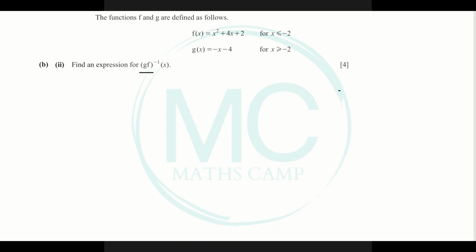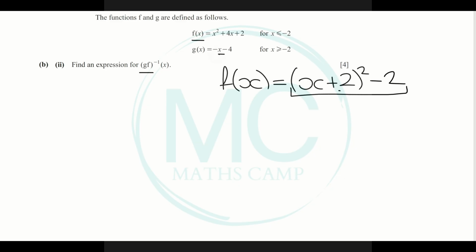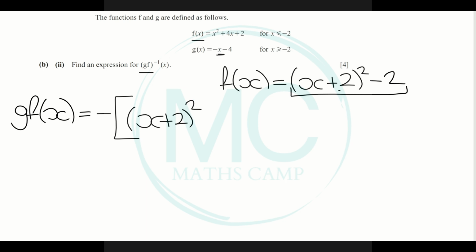Because we need to find the inverse function, it is a good idea to use f of x in completed square form. So let's make a note that f of x, which we found in part A, is equal to (x + 2) squared minus 2. Now to find the composite function gf of x, we substitute the entire equation for f of x into the x value in g. So I can say gf of x is equal to, I have negative x, so I say negative, open a bracket, (x + 2) squared minus 2, close my big bracket, minus 4.